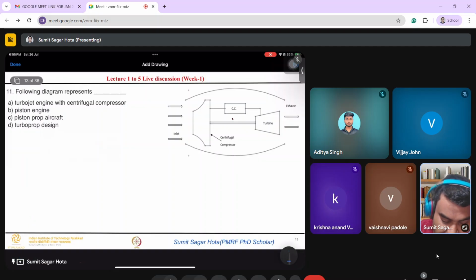Next one. In this question, I have to tell what kind of engine this is. Here you can see one centrifugal compressor, one combustion chamber, and then one turbine. Then the exhaust.